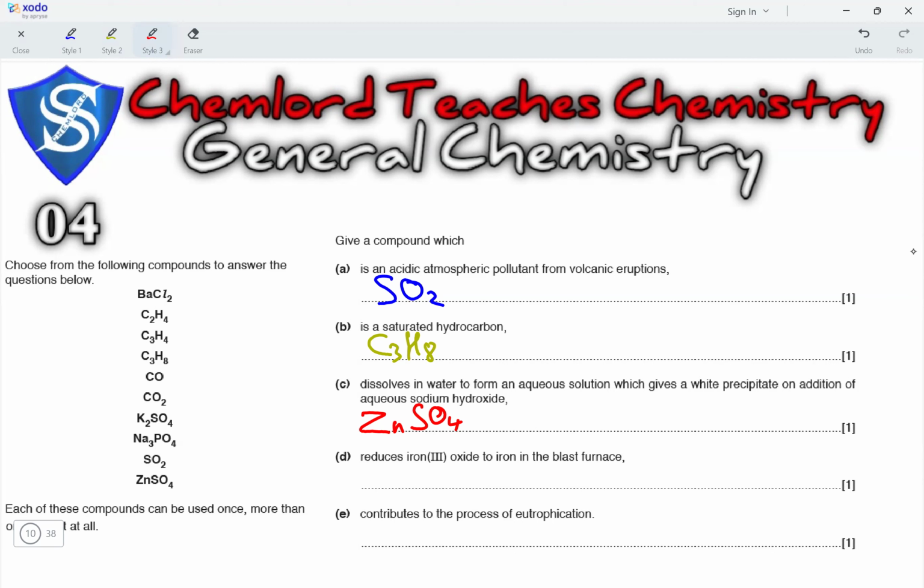Next, which reduces iron 3 oxide to iron in the blast furnace? So the compound, or the gas, responsible for reduction of iron 3 oxide to iron in the blast furnace is carbon monoxide.